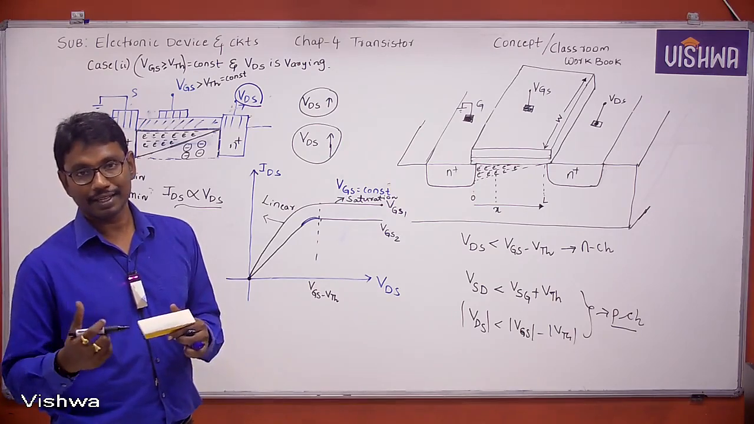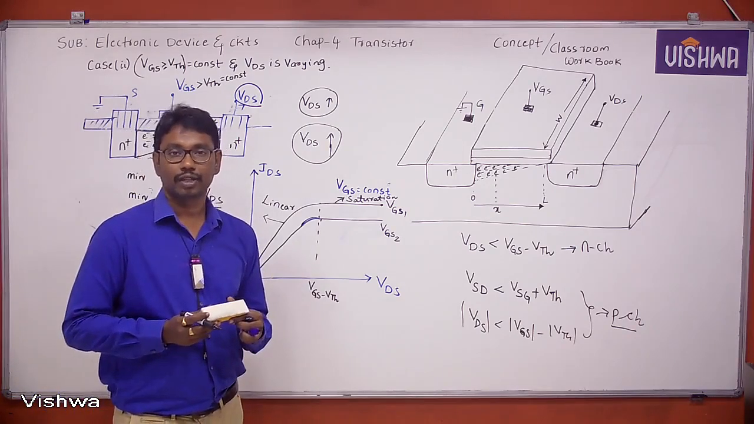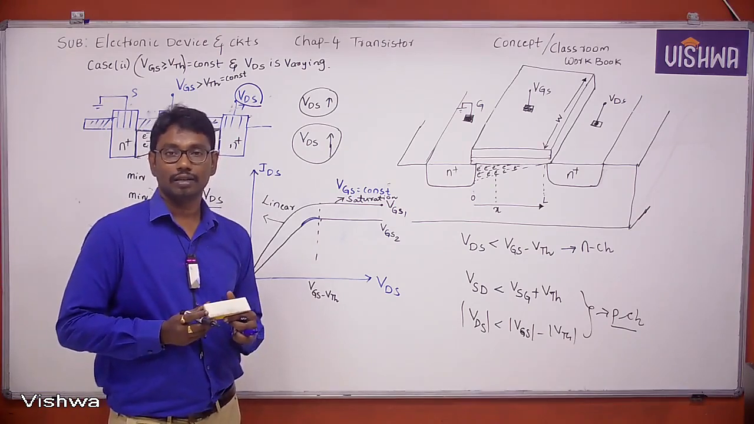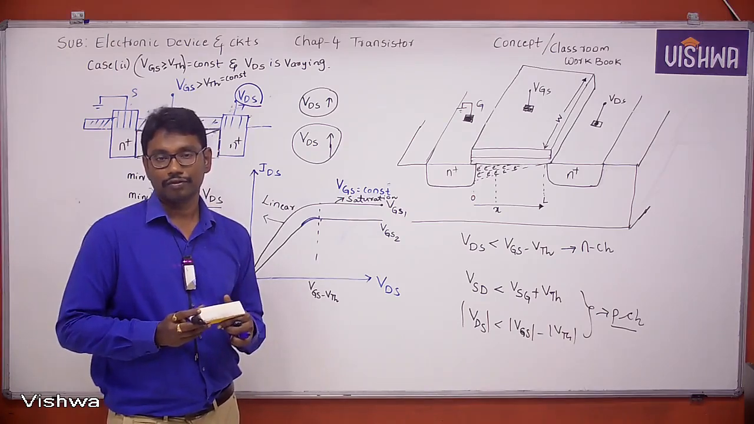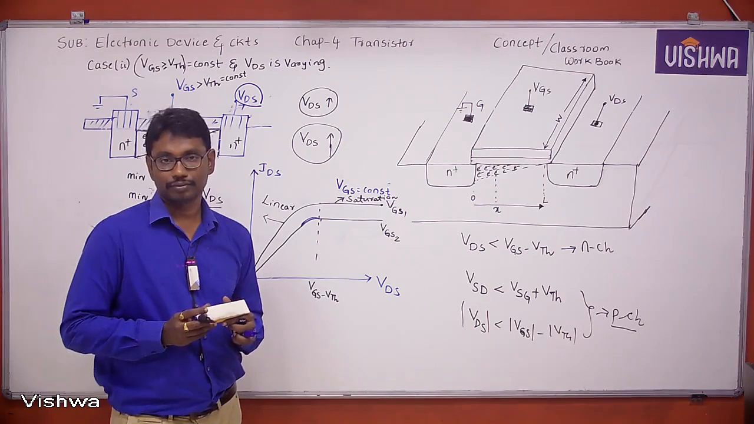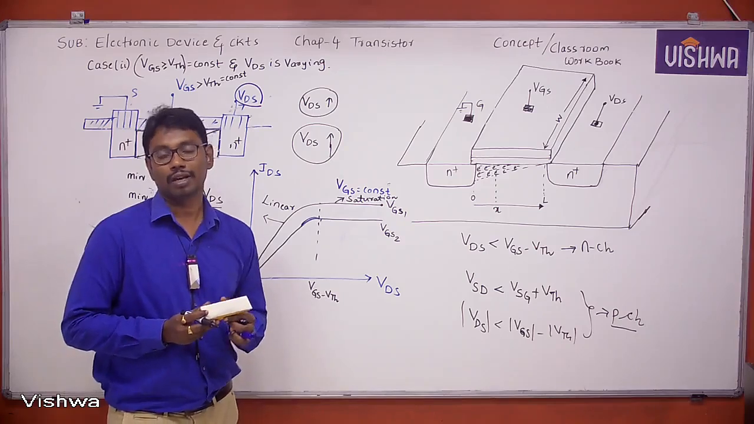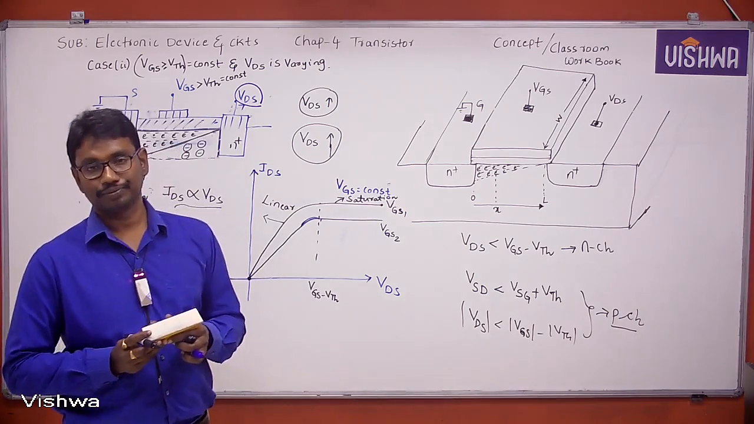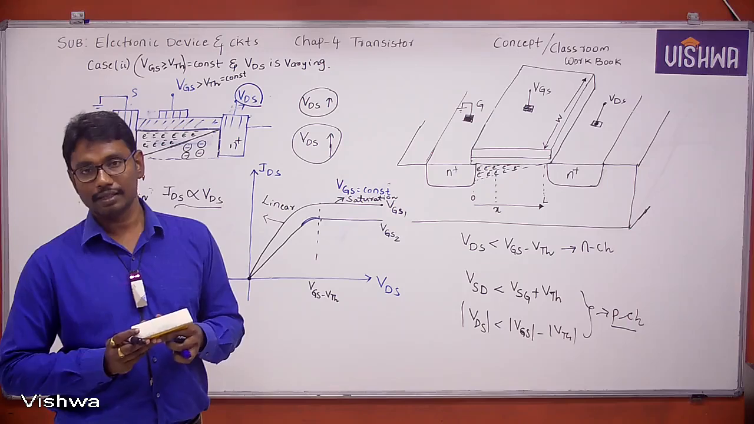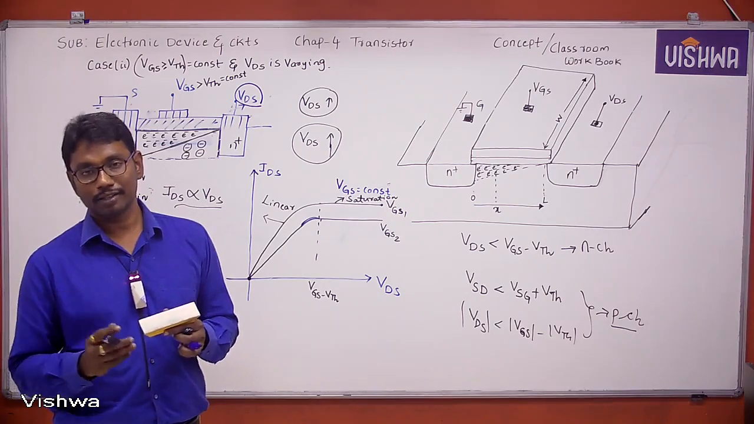Next point, in this region, the MOSFET acts as a fixed value of resistor because it obeys Ohm's law. So that it is also called the ohmic region. Underline ohmic region.